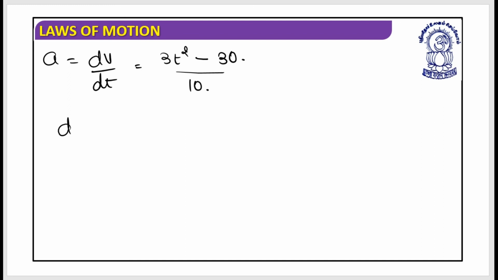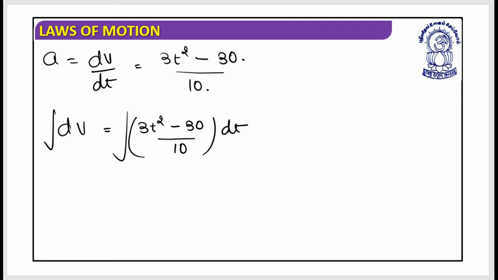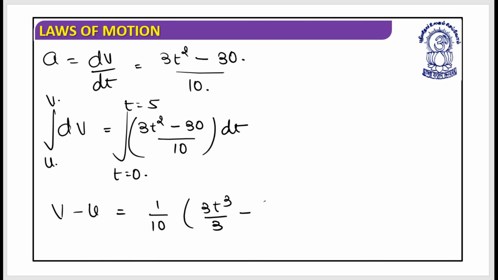Great. So now dv equals 3t square minus 30 divided by 10 into dt. Now if I integrate this, with v from u to v and t from 0 to 5, this will give v minus u, and the 1 by 10 would be on the side, times 3t cube by 3 minus 30 into t. I hope this is clear. Now put in the values and get the required answer.